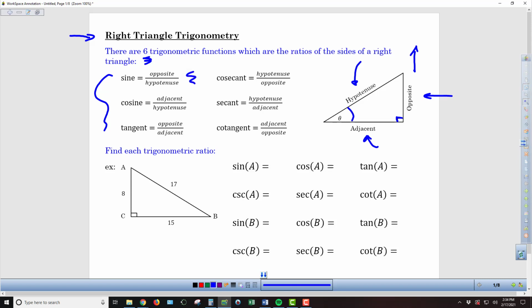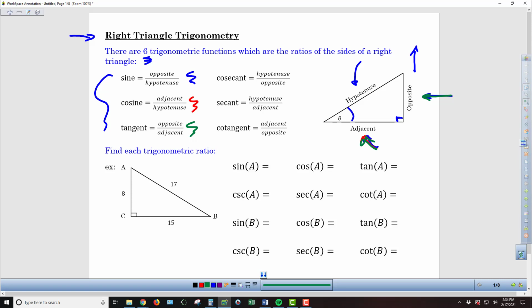Cosine is defined as being adjacent over hypotenuse. So now we're taking the side next to the angle, dividing it by the longest side. And then the tangent takes the ratio of the opposite and the adjacent. So now we're taking the opposite, dividing it by the adjacent to get a ratio.